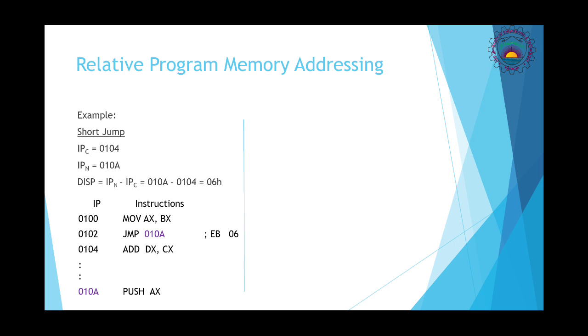So we have calculated displacement IPN minus IPC, that means 10A minus 104 is calculated, and you are having 06 as displacement. And this displacement is within limit, that 06 is lesser than plus 7F hex. So that's why your instruction here will be stored as a short jump. So EB is the opcode for short jump instruction, and displacement value here is 06. So these are the 2 bytes for this jump instruction.